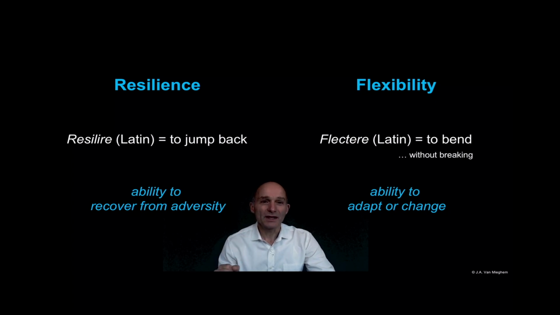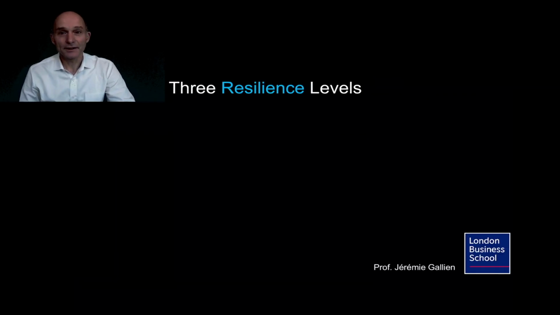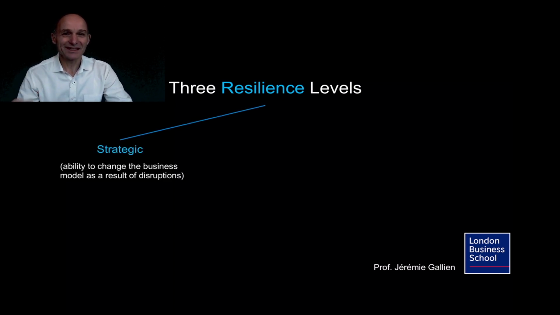The point I wanted to make here is that, in my opinion, the difference between resilience and flexibility is that resilience deals with downside risk, whereas flexibility considers both the downside as well as the upside. My colleague Jeremy Gallien separates three levels of resilience. The first being strategic resilience, the ability to change the business model as a result of disruptions. For example, universities going through the pandemic and pivoting from their typical in-person education to remote online education.